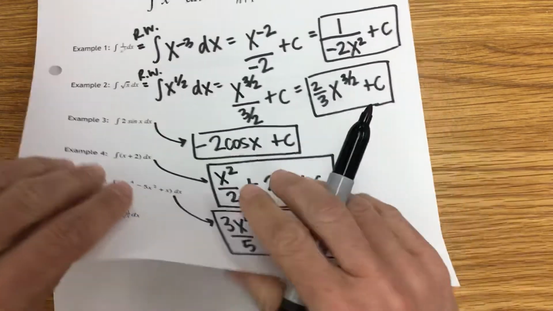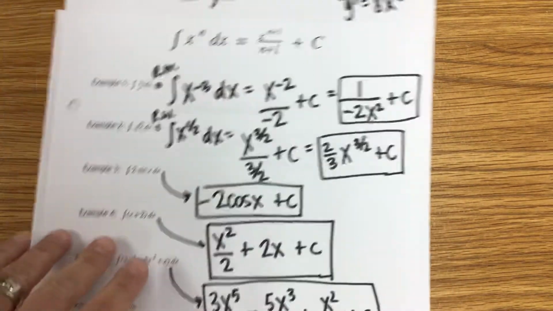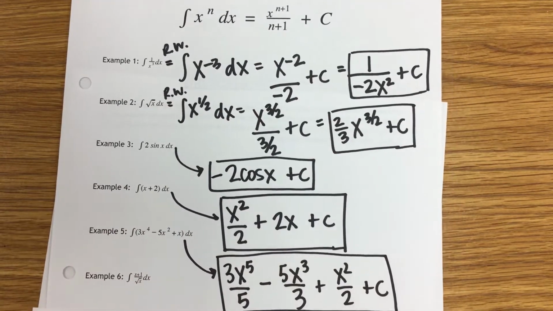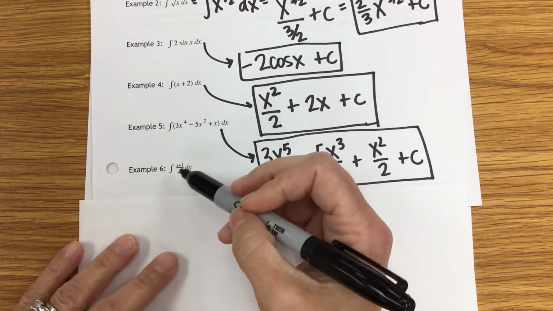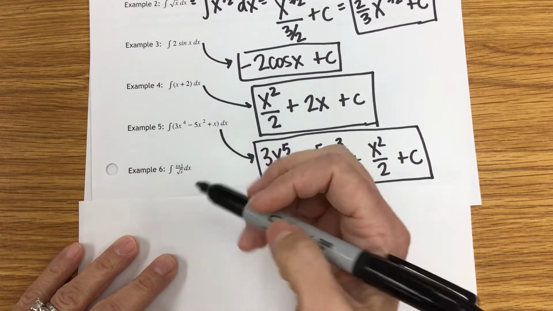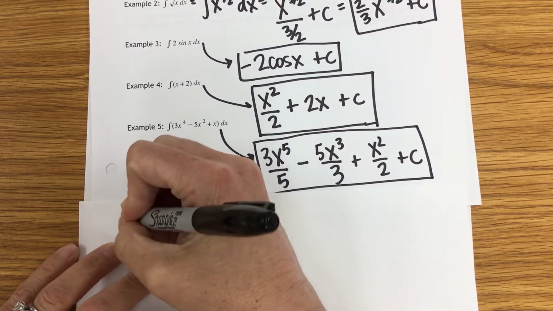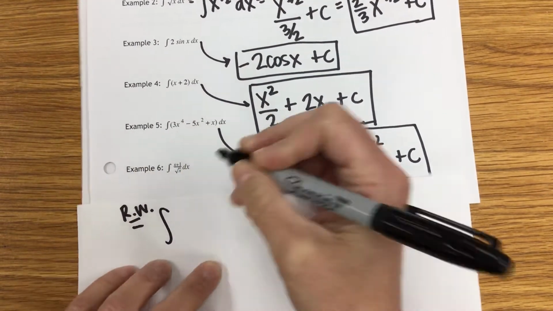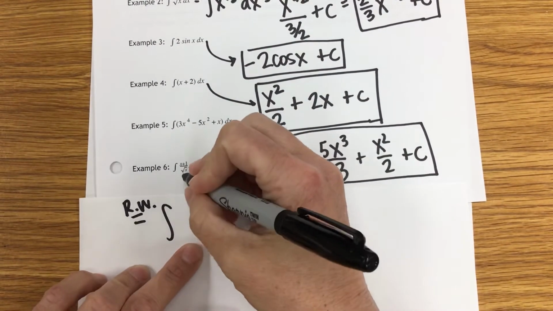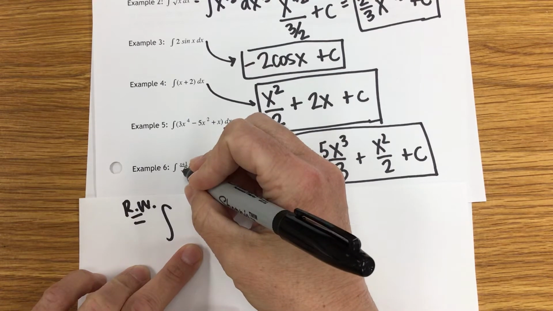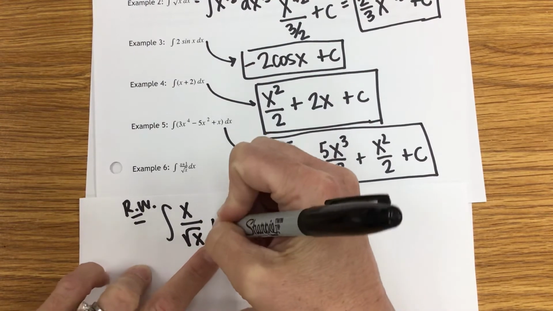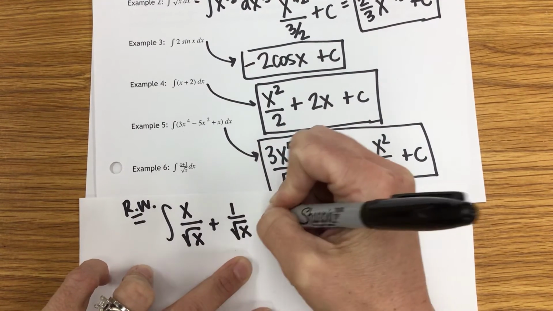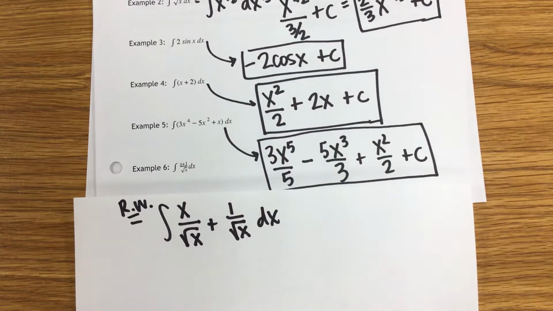Example 6, I ran out of room here, so I'm going to give myself a little bit more room. I can't do a problem when you have an x in the numerator and the denominator, so I'm going to have to do quite a bit of rewriting for this one. And my rewrite will be, first, instead of all over x to the square root of x, I'm going to do them separate. So I just break up my fraction so it's 2 separate terms instead of all one.